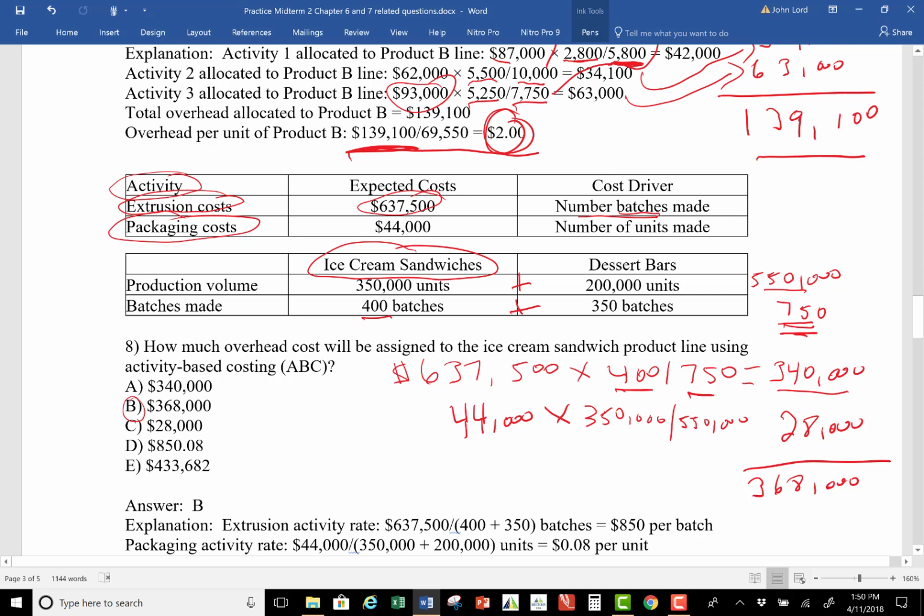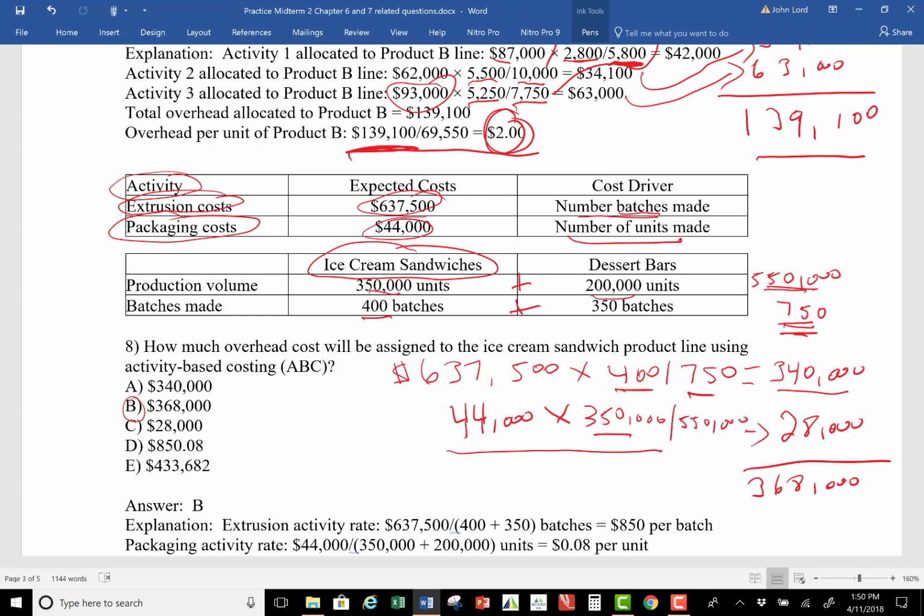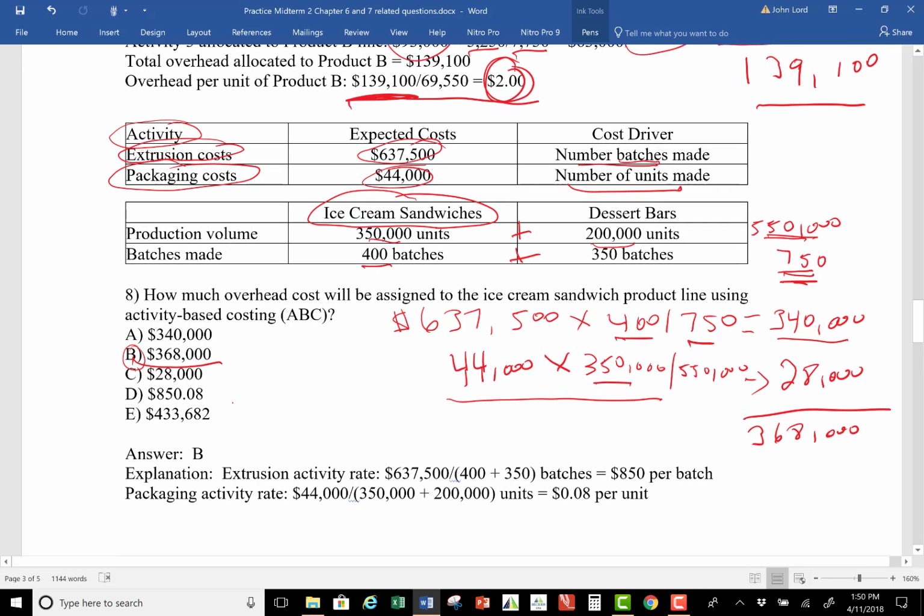Then we do the same thing for the packaging cost. That's the number of units, and so we have number of units 350 plus 200, total 550. The sandwiches used 350 of that. So we multiply the cost 44,000 by that fraction, and 28,000 of the packaging cost are attributable to the ice cream sandwiches. So you add those together, that gives me 368,000 of costs that are going to be assigned to the product ice cream sandwich. I could ask you this same question and ask you about dessert bars, right?